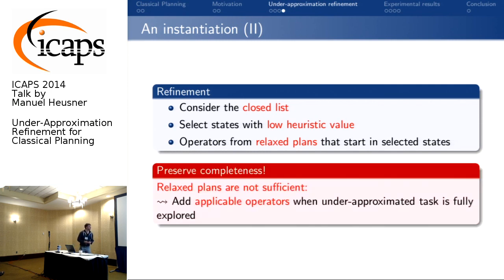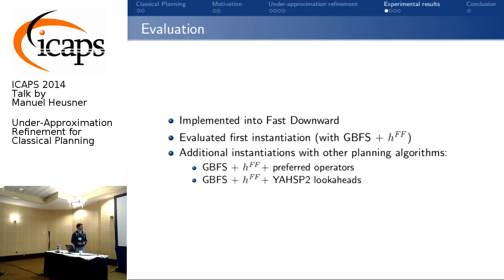Yes, of course we want to preserve completeness. If we would only use operators from relaxed plans, we wouldn't be complete, because relaxed plans are not sufficient in all problem instances to find a goal. Therefore, we add applicable operators when the under-approximated task is fully explored, and when the relaxed plan doesn't deliver new operators. Now I come to the evaluation.